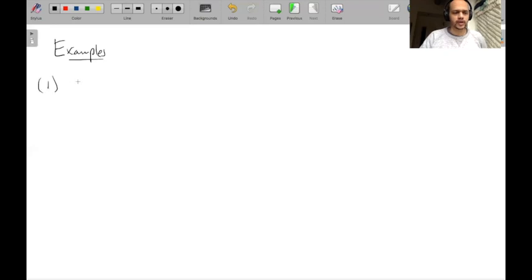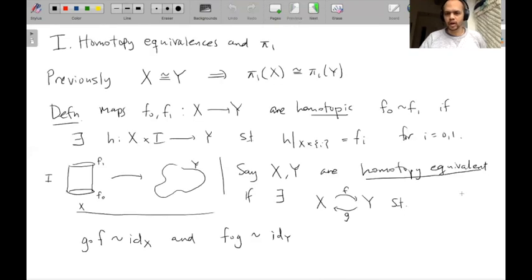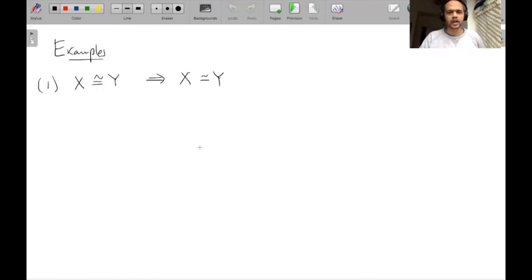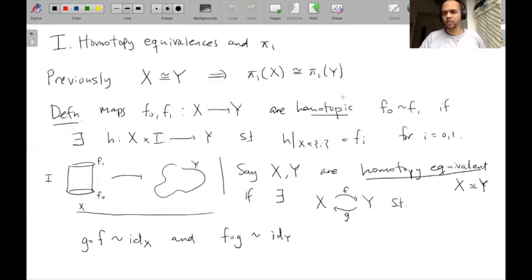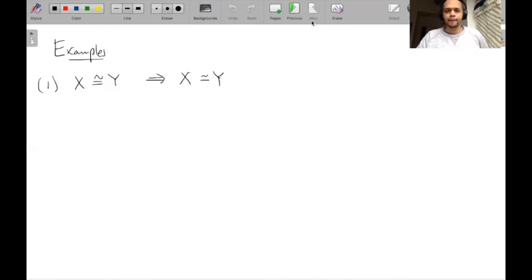So the first example is if X is homeomorphic or topologically equivalent to Y, then this implies X is homotopy equivalent to Y. Here we write this as X homotopy equivalent to Y, so one fewer line than topologically equivalent. And this is because if there's a homeomorphism, then these compositions are equal to the identity, and that's stronger than being homotopic to the identity.